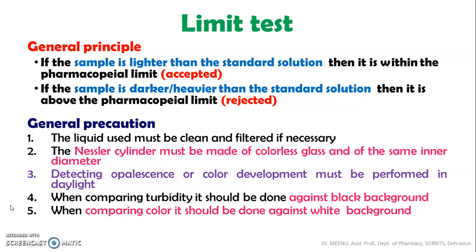Now, what general precautions should be taken while performing the different limit tests? While performing the limit test, we have to take the following general precautions. The liquid used must be clean and filtered if necessary. The Nessler cylinder must be made of colorless glass and of the same inner diameter. Next, detecting opalescence or color development must be performed in daylight only. When comparing the turbidity, it should be done against a black background, while if we are comparing the color, it should be done against a white background. So these precautions we have to take while performing the limit test.